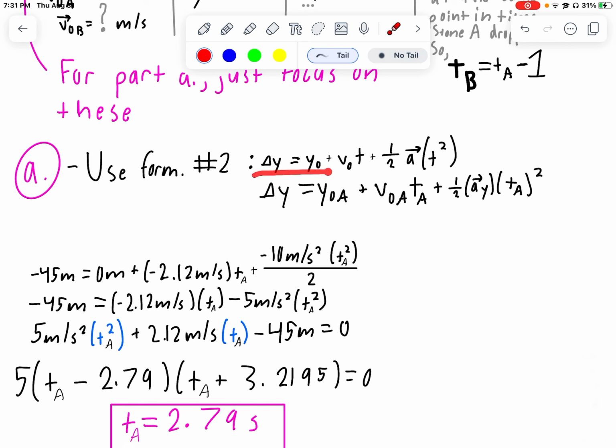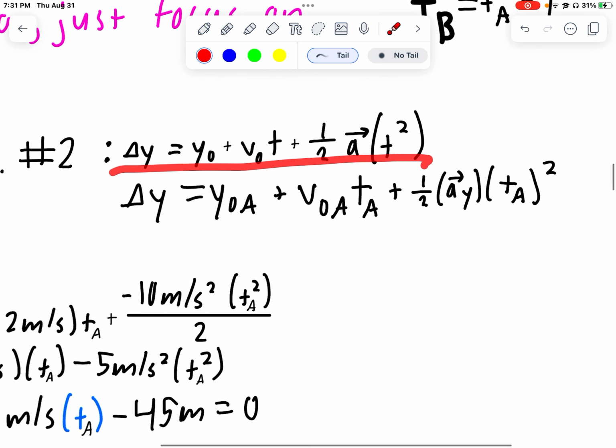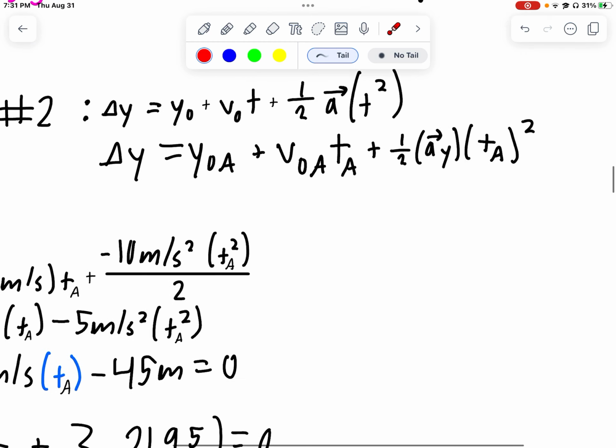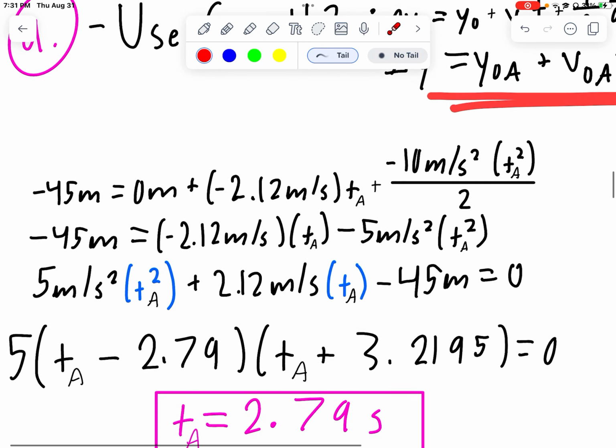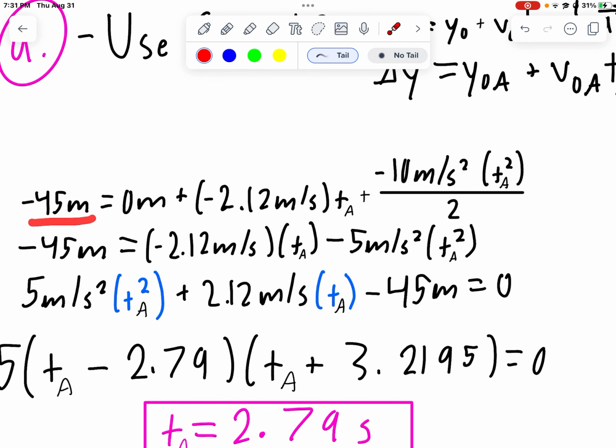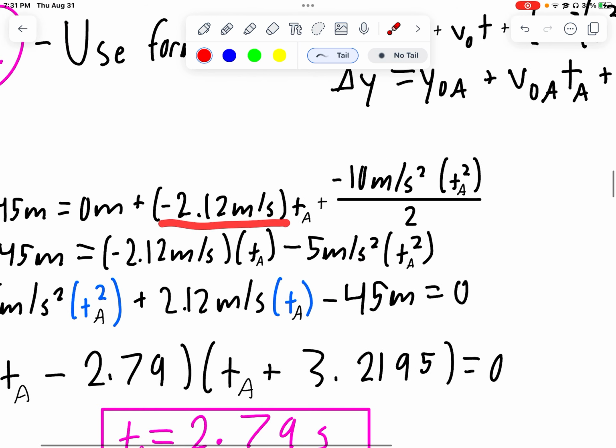So I decided to use formula number 2 on the study guide for this problem. I found it was the easiest. Vertical displacement equals initial vertical displacement plus initial velocity times time plus 1/2 times acceleration times time squared. We plug in our A variables. And then we plug in the values: negative 45 for the final displacement, negative 2.12 for the initial vertical velocity, and our acceleration due to gravity, vertical acceleration.